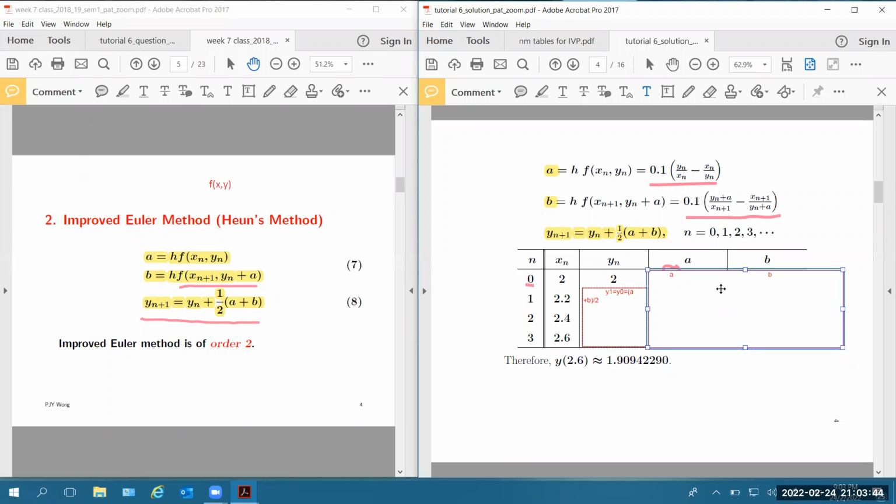Then of course, once you finish your y_1, you know that now you need to calculate this A and this B. So once again, refer to the A and B formulas. Because now you are in this row already, your n value is 1. So over here inside, the n value is 1.